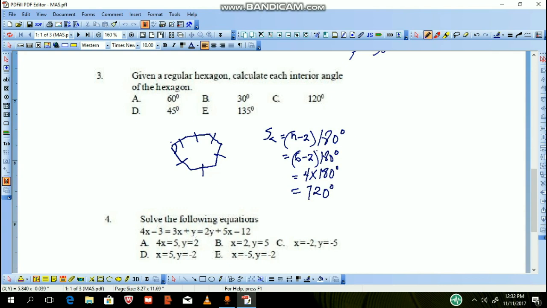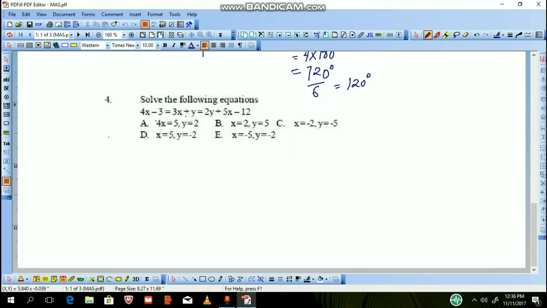Now for me to calculate each one, that will be divided by the number of sides to get each interior angle. And how many sides? That is 6. So that will be divided by 6. 720 divided by 6 is equal to 120 degrees. Therefore, each interior angle is 120 degrees.